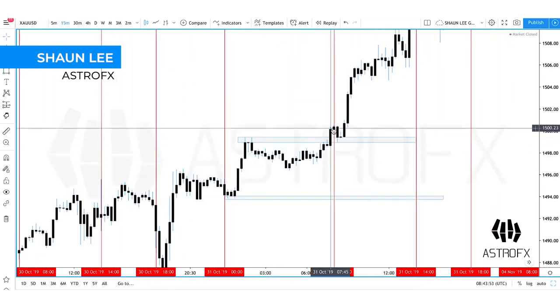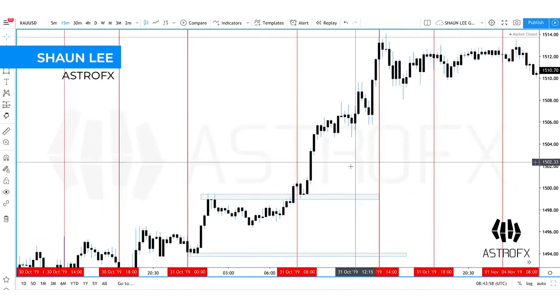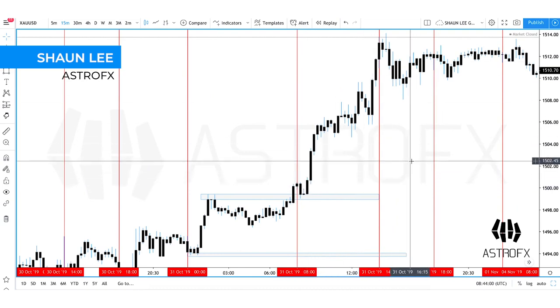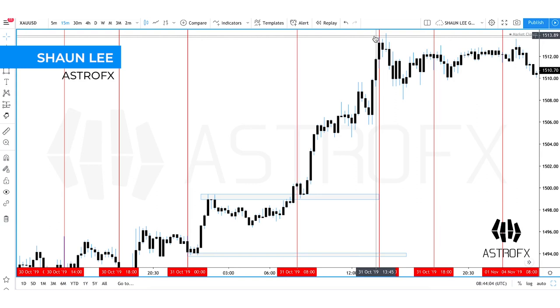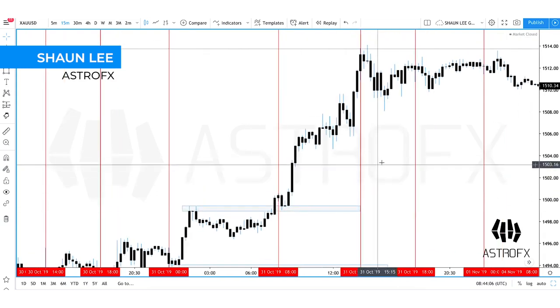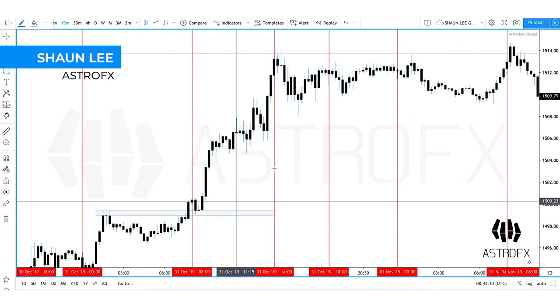and what gold has then done, it broke above Asia. It retested Asia highs as support in London, and then London completely took gold from 1499 to a high of 1513. That's 130 pips. Because the London low is the Asia high, I don't need to mark on that.